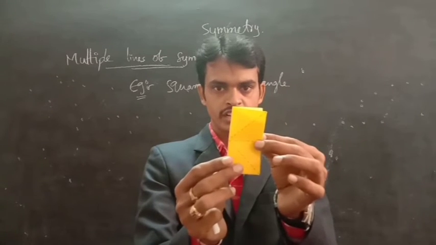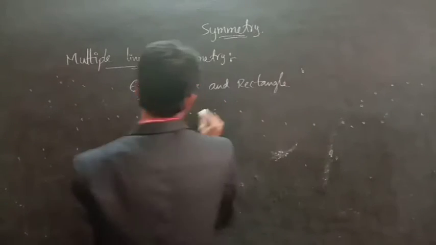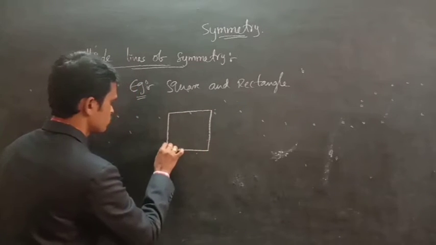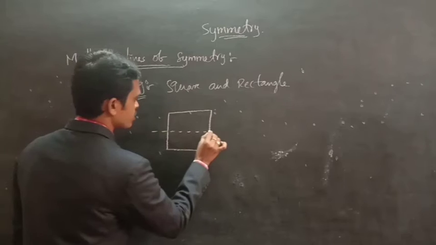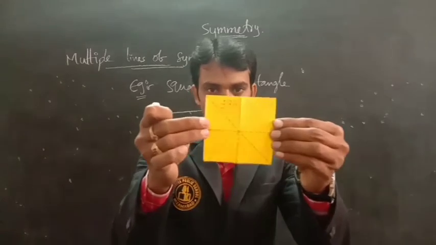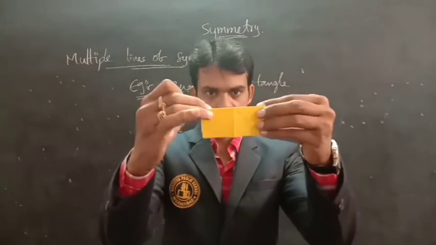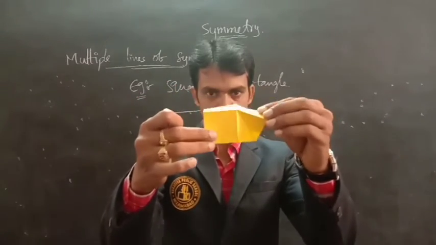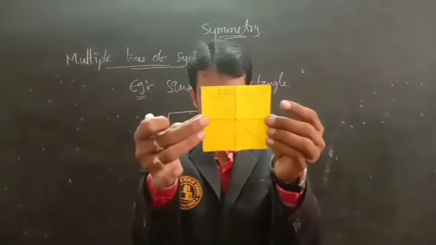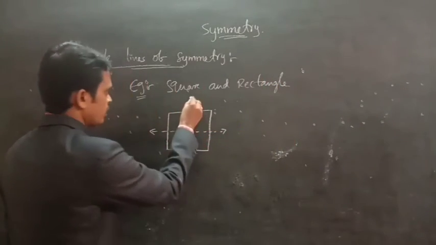So the square has a horizontal and vertical line of symmetry. So here this is a square. Like this we can divide the square horizontally, and the same square I divided like this vertically into two parts. First I divided horizontally into two equal parts, and next I divided vertically into two parts. The two parts exactly match each other like this.